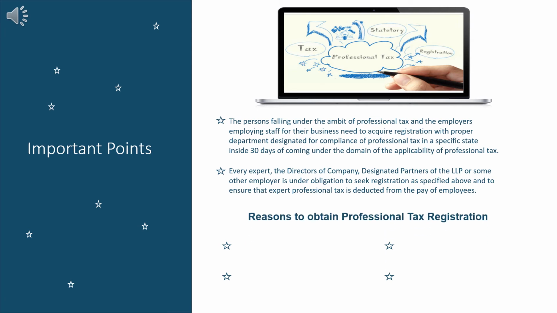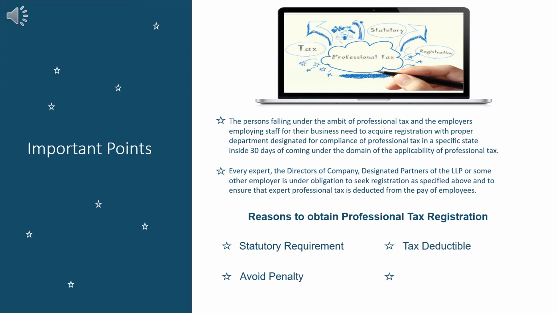Reasons to obtain professional tax registration. Statutory requirement: employers in certain states are required to mandatorily obtain professional tax registration, and deduct and pay the tax on behalf of employees. Avoid penalty: failure to obtain professional tax registration or remit professional tax could result in fines and penalties that accrue over time.